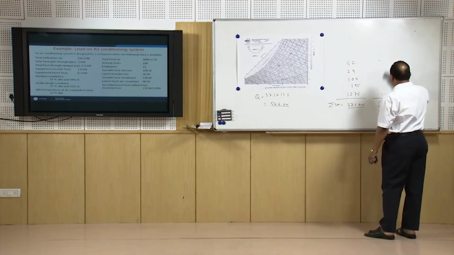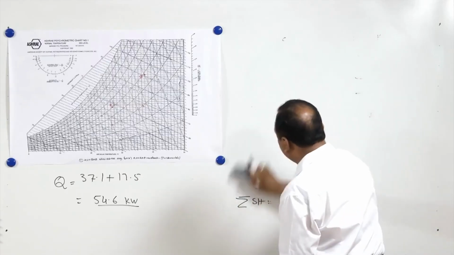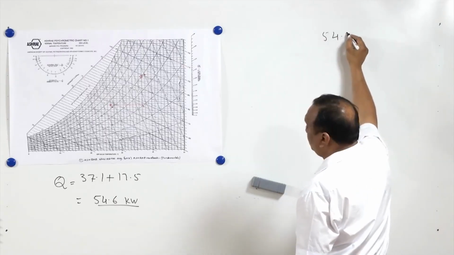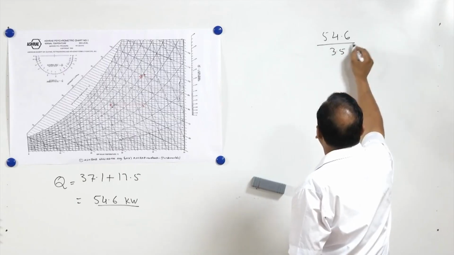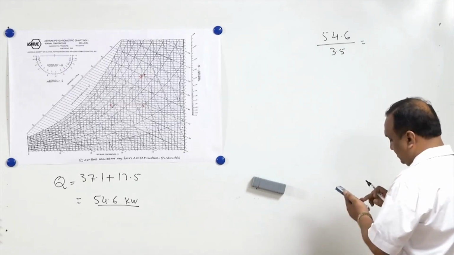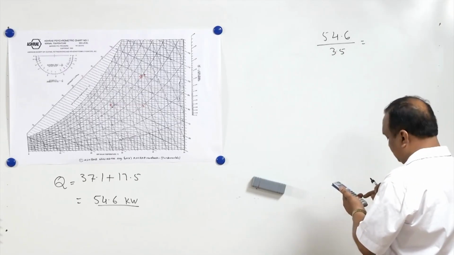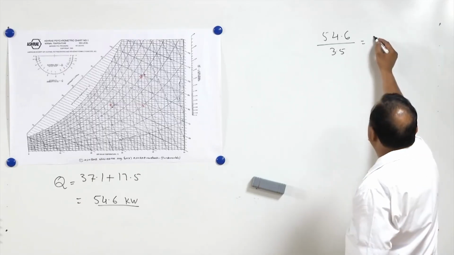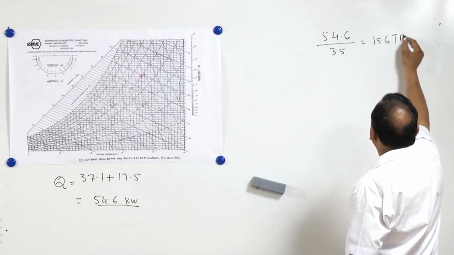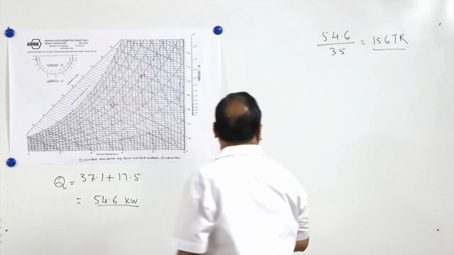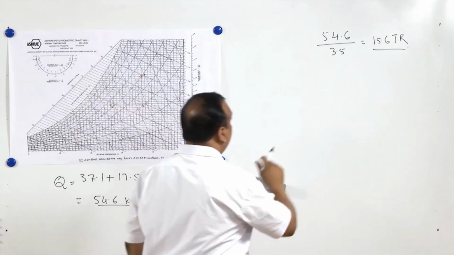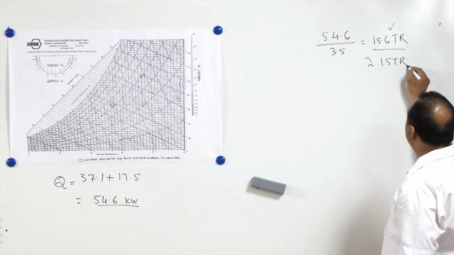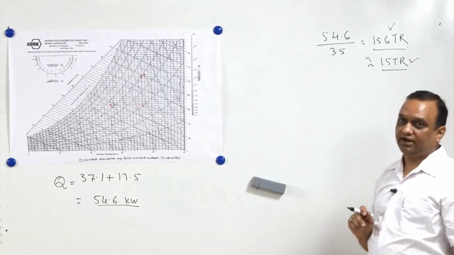Suppose I ask you to find the tonnage of the AC plant. You can immediately find it just by dividing 54.6 by 3.5, and you will get 15.6 tons of refrigeration. Or you can recommend a 50-ton capacity plant for this restaurant.